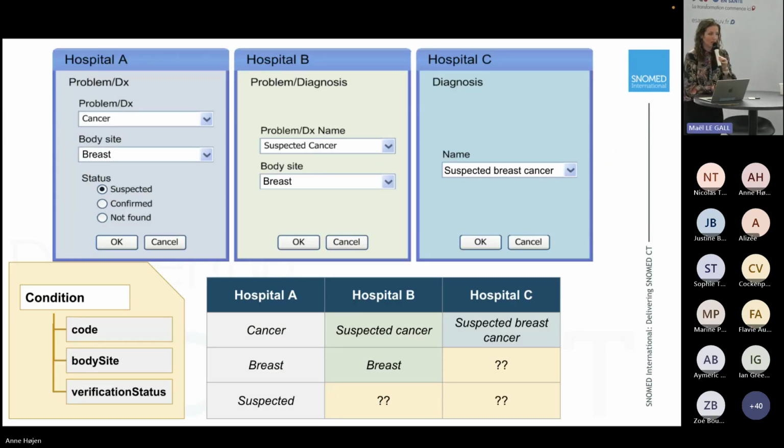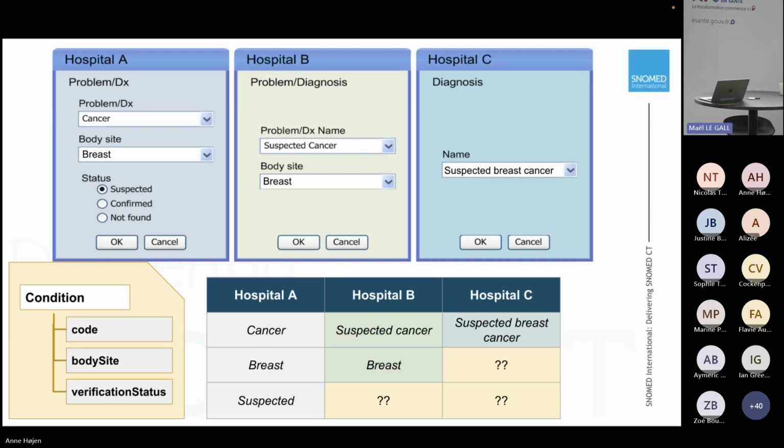So how can they do that? This table here shows you that hospital A is in a good position, right? They were clever because they just have a code, a body site, and verification. So their user interface model is very much aligned with their communication model. Can you see that? So they can put cancer, breast, suspected. Boom, they are done.